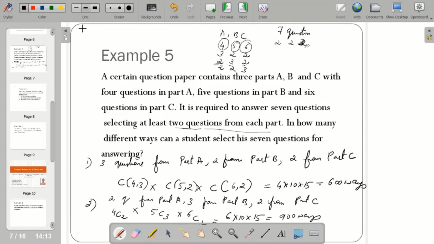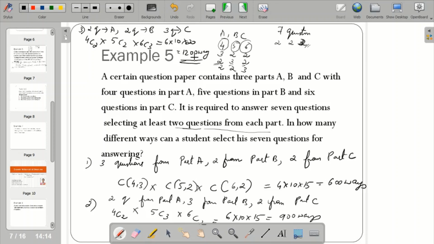Third possibility, I'll just write over here: 2 questions from part A, 2 from part B and 3 from part C. You write it in terms of a statement over here. So the answer will be 4C2 into 5C2 into 6C3. So the answer would be 6 into 10 into 20, so you'll get 1200 ways.